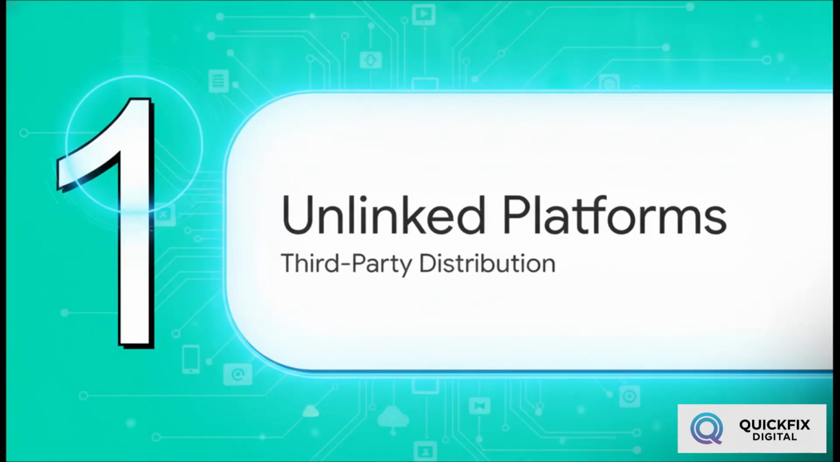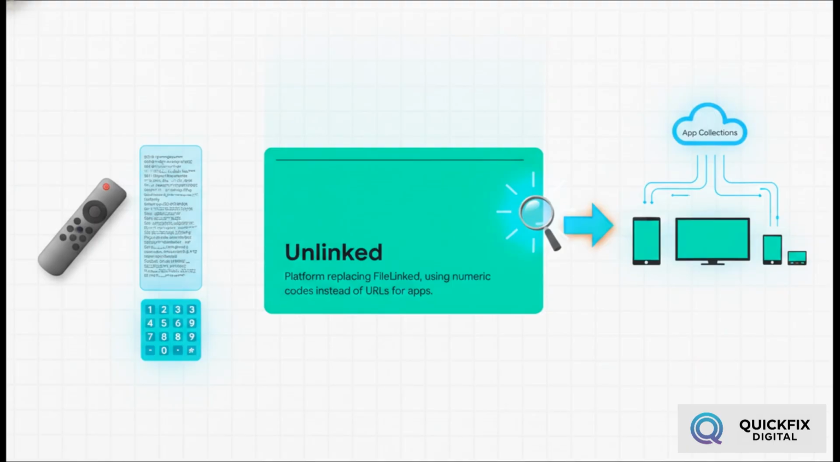Starting off with Section 1, Understanding Unlinked Platforms, and the basics of third-party distribution. So, at its core, Unlinked is a third-party app distribution platform. It basically popped up to fill the void left when the old file-linked service was discontinued. And let's be real, if you have ever tried typing out a massive 50-character download URL using nothing but that tiny plastic Firestick remote, yeah, it's incredibly tedious.